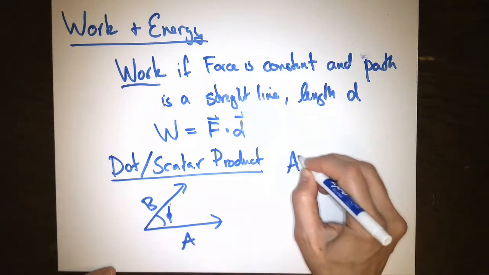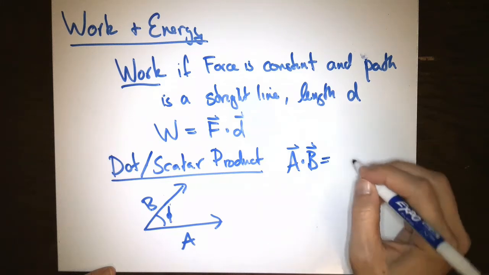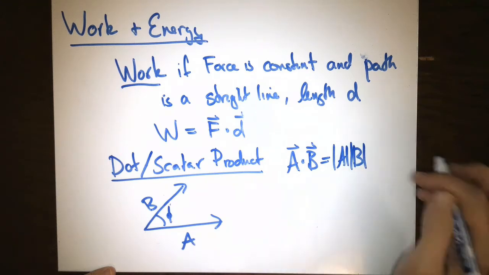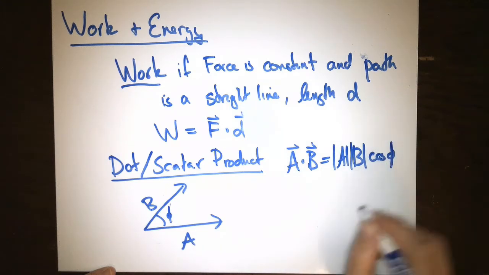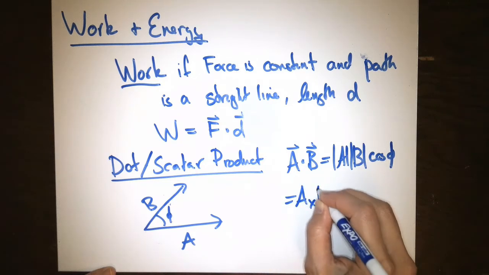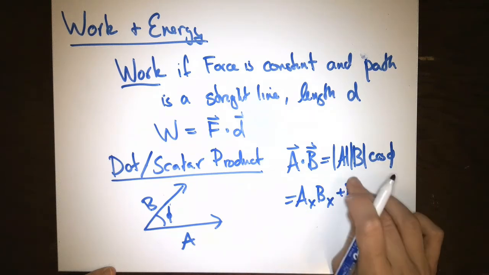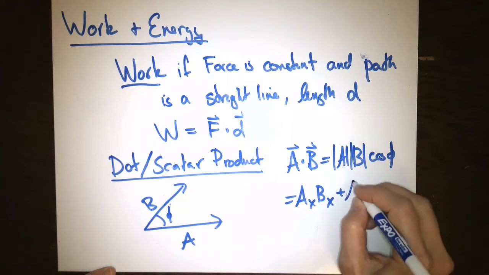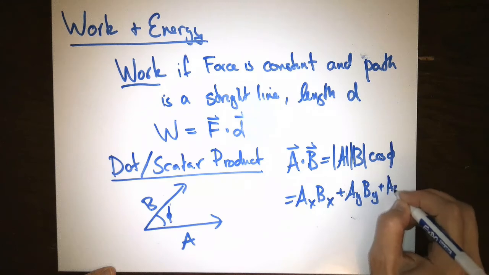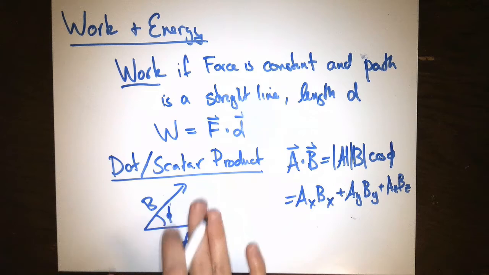If I want to know what the dot product of A and B is, there are two definitions I can use. One, I can multiply the magnitudes of those two vectors, the lengths of the vectors, and then multiply them by the cosine of the angle between them. Or I can multiply each of their components together: the x components of A and B together, and then add the y components of A and B, and then finally the z components.